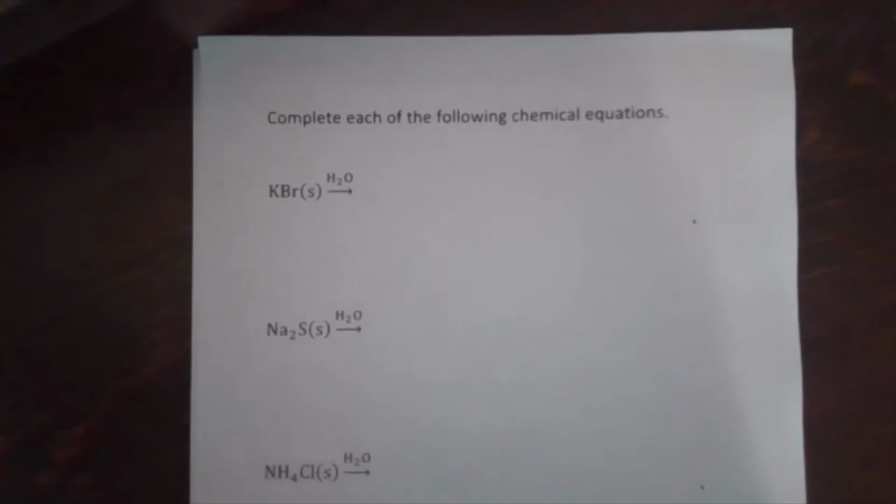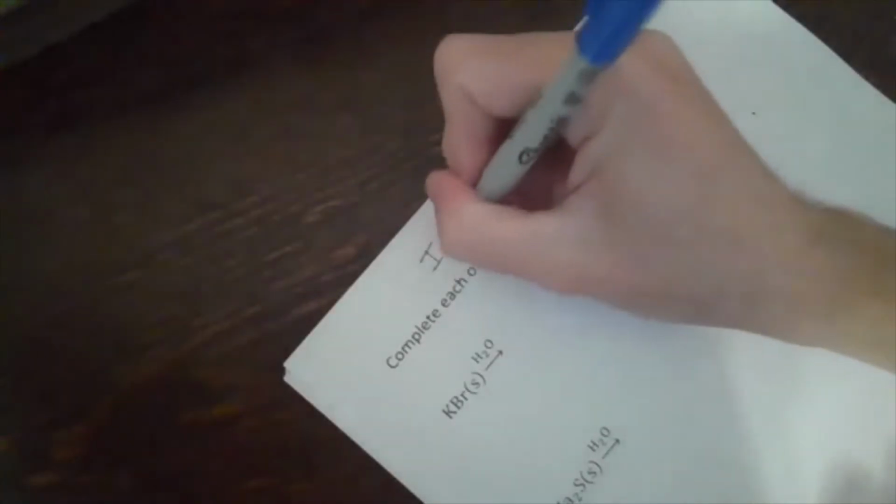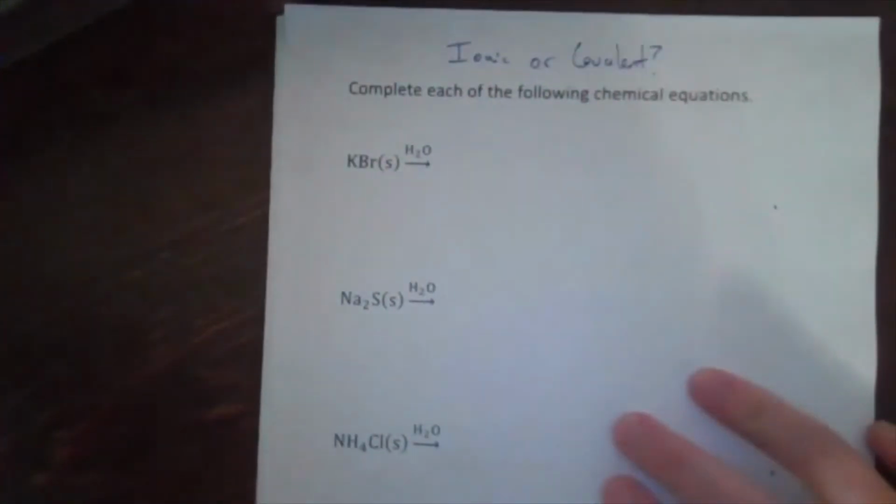Predict those products. And whenever we are looking at dissolving something, really the question we're going to ask is this thing ionic or covalent? Because just like naming, just like all the other properties, how things dissolve is going to depend on whether or not it's an ionic compound or a covalent compound.